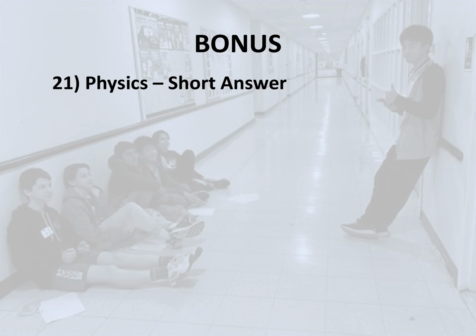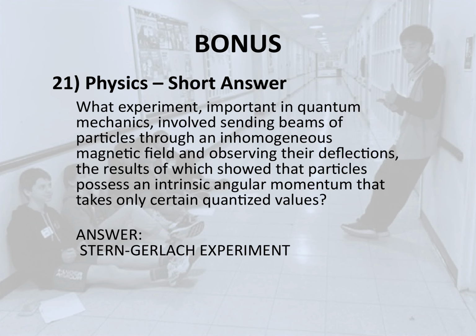Bonus, 21. Physics, short answer. What experiment, important in quantum mechanics, involved sending beams of particles through an inhomogeneous magnetic field and observing their deflections, the results of which showed that particles possess an intrinsic angular momentum that takes only certain quantized values? Answer: Stern-Gerlach experiment.